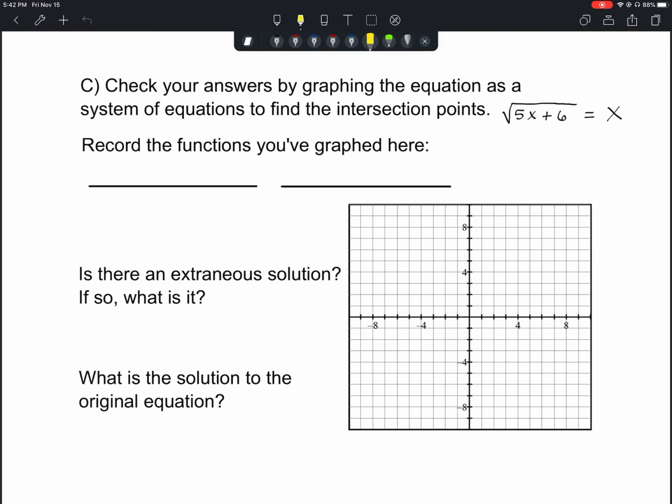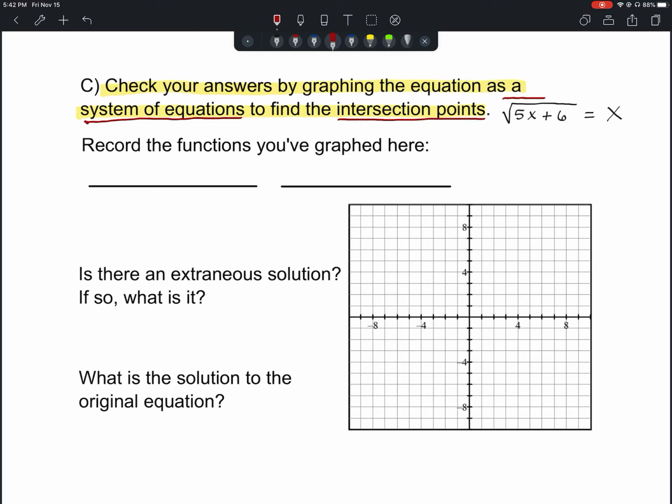So we're going to start out here. Check your answers by graphing the equation as a system of equations to find the intersection points. Remember, this is that second method. We're doing it as a system, and we're looking for the intersection points.